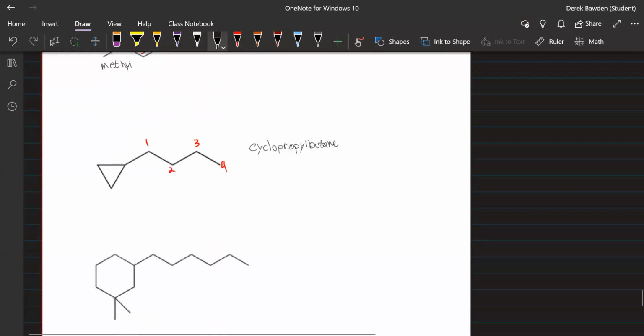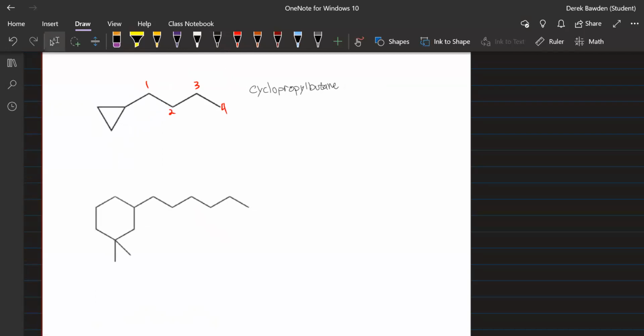All right, last one, everyone. We're almost there. Okay. So let's number our longest chain. 1, 2, 3, 4, 5, 6. Interestingly, we have a ring that is the same. So which one is going to be our parent chain? The ring or the chain?